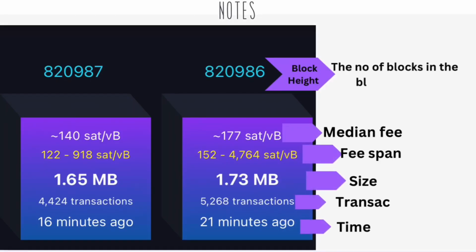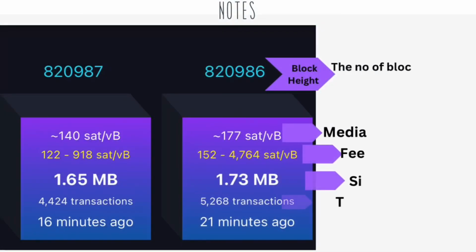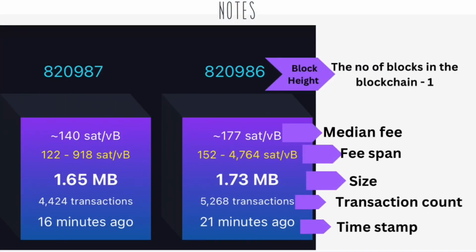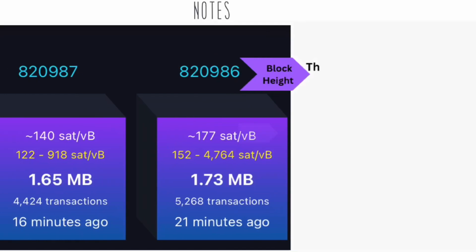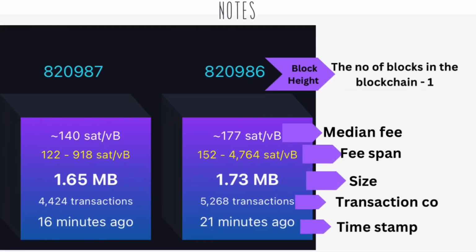A block is created every 10 minutes and each block contains the block height, which shows the number of blocks before this particular block. That's the number of blocks in the blockchain minus 1. The median fee, which you can see here, the fee span, the block size, and the transaction count. The timestamp at which the transaction was processed.